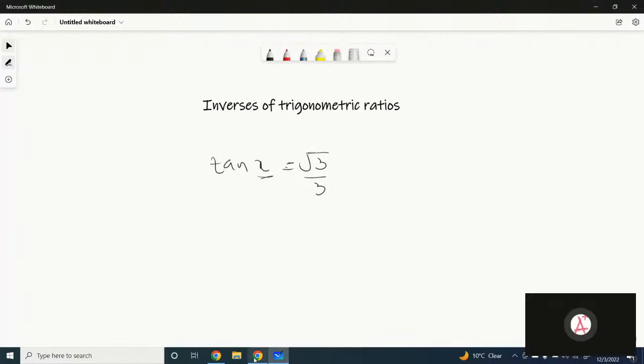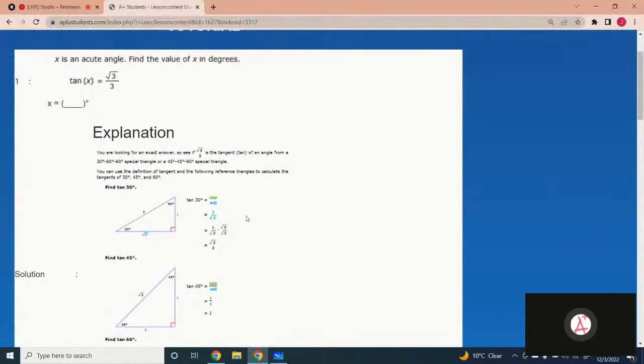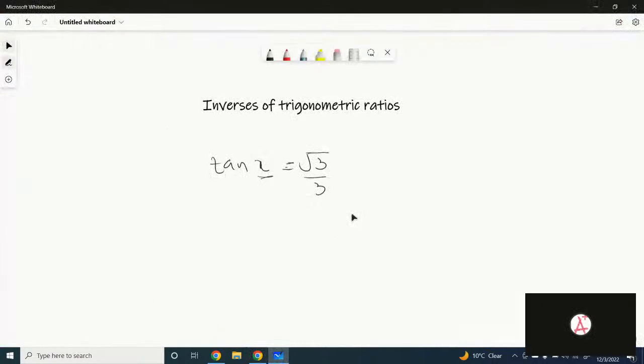Got it? So x is an acute angle. Acute angle means the angle that is less than 90 degrees. So we are looking for the exact answer. If square root 3 by 3 is the tangent of an angle, we have two types of these special triangles. One of them is 30, 60, 90, that are acute triangles: 30 degrees, 60 degrees, and 90.